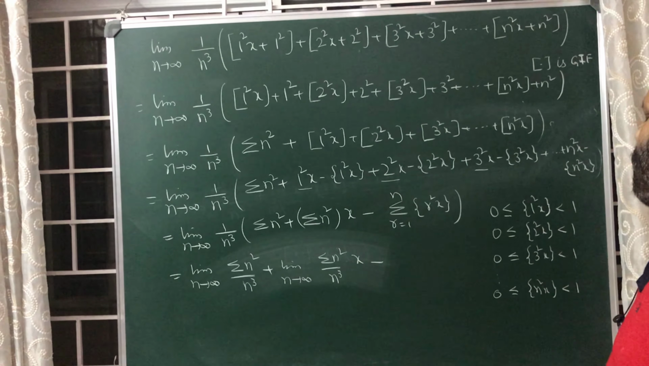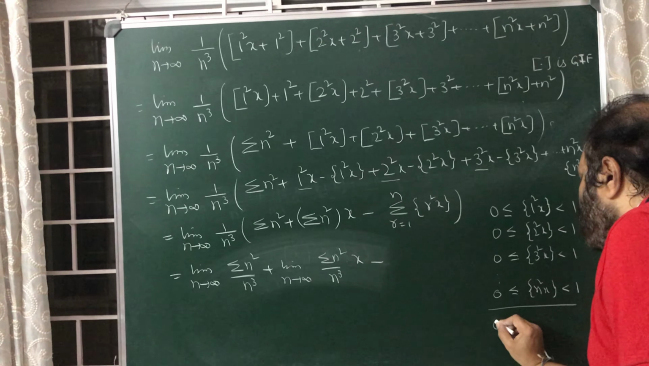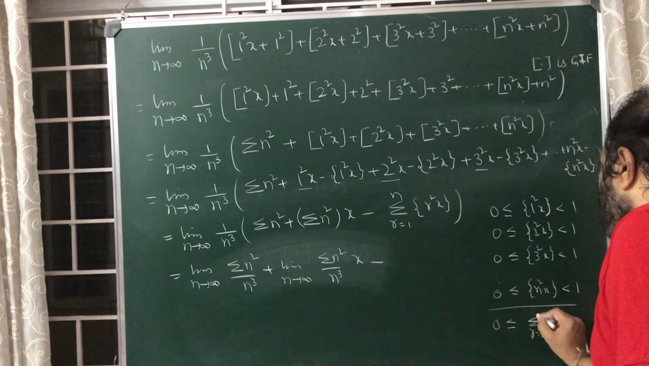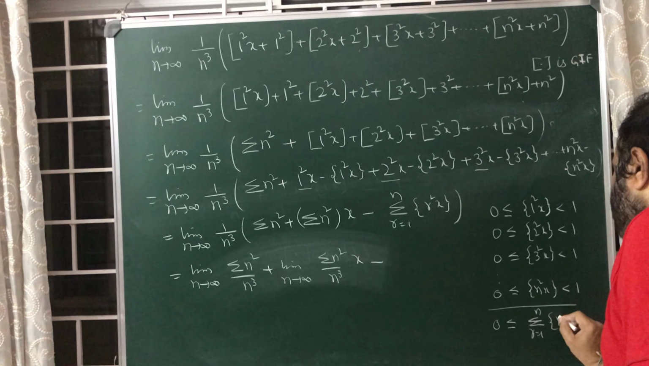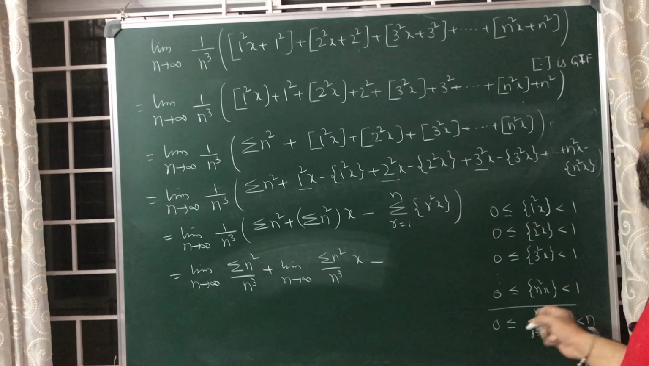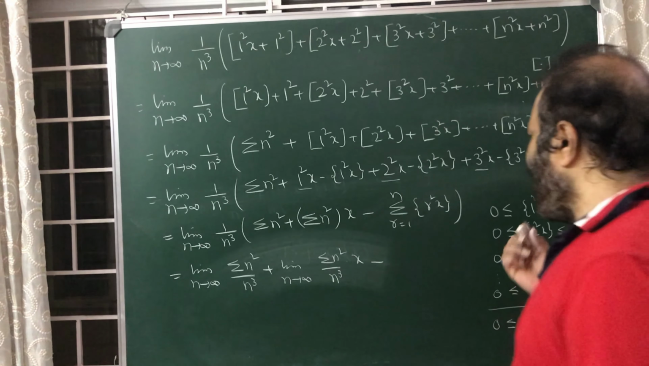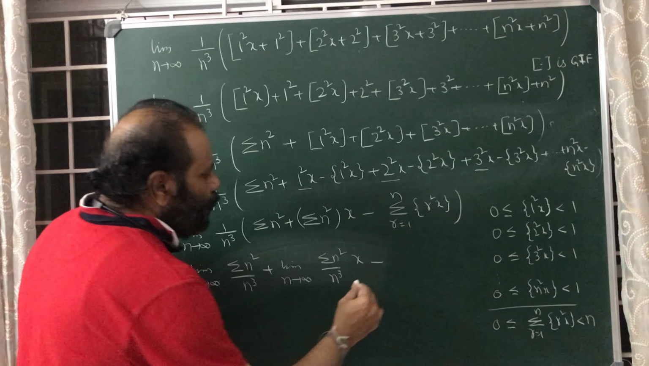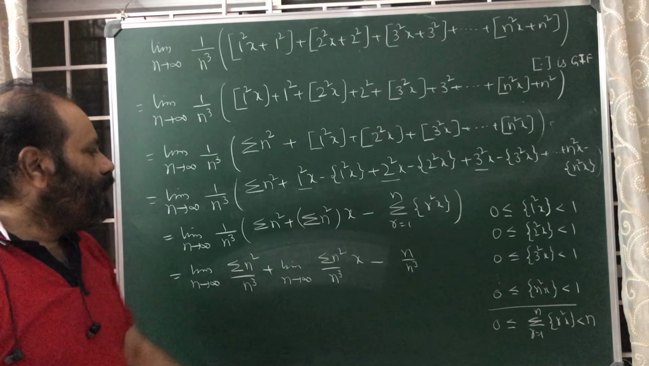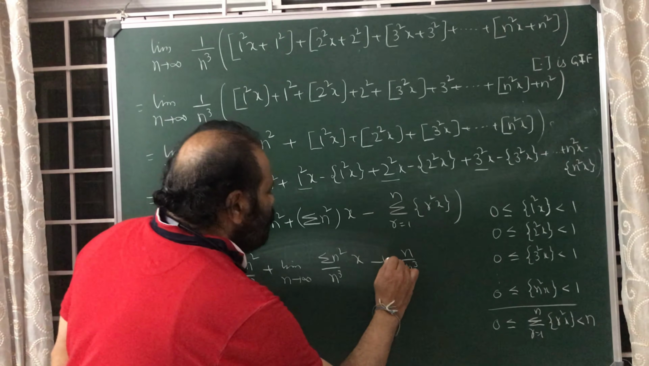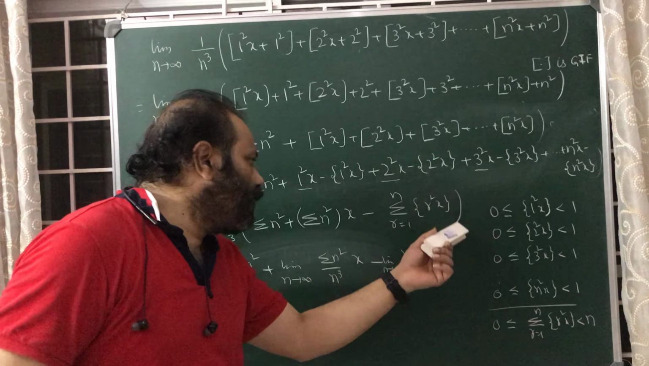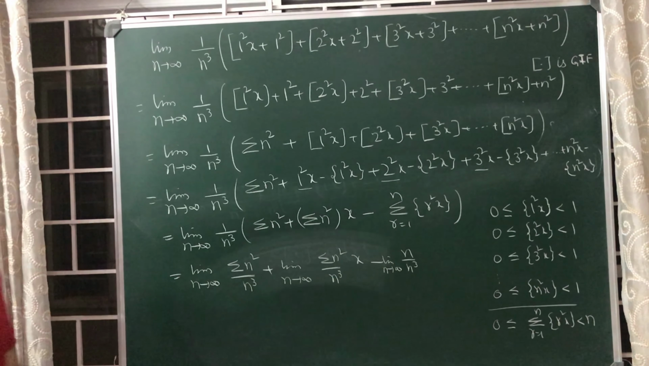If I add all these, 0 is less than or equal to sigma r equals 1 to n of the fractional part of r squared x, which is less than n. So this value is between 0 and n, and the maximum value itself is n. Therefore we write n by n cube, taking the maximum value, as n tends to infinity, because it is always oscillating between 0 and 1. Even if you take its maximum, it will be n by n cube.